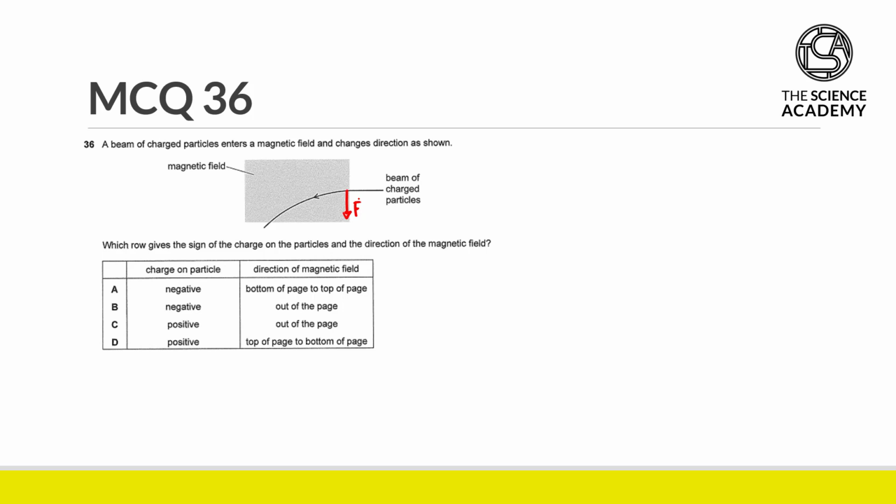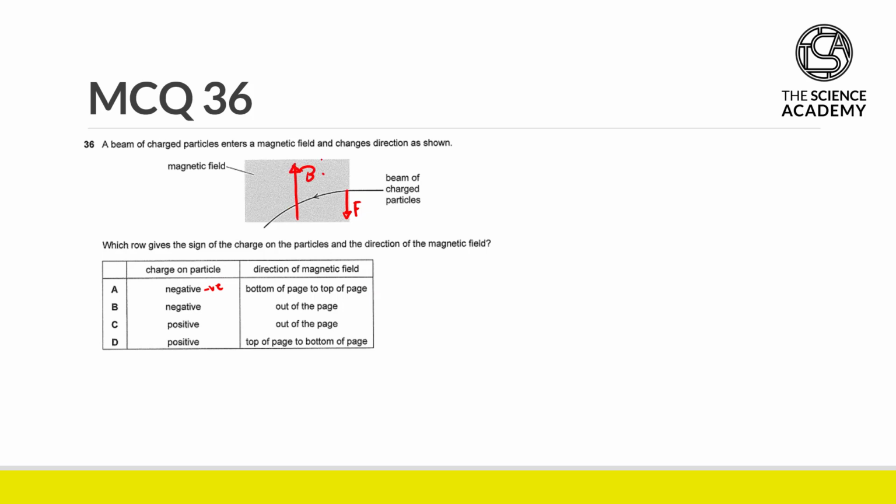So for this kind of question, we have to check every single claim, right? For option A, we are told that the charged particle is negative, and the direction of the field is from the bottom of the page to the top of the page.